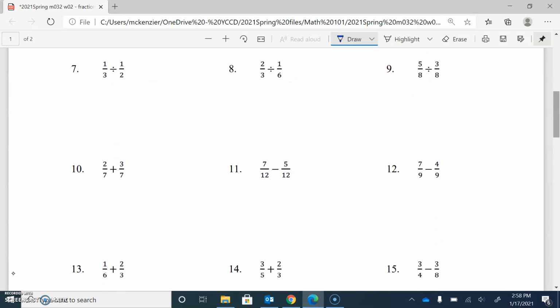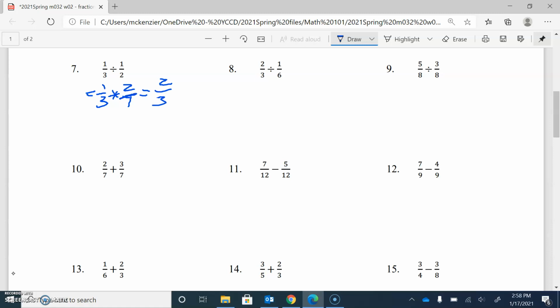Okay, next chunk of 3. These are all division problems, so we turn them into multiplication problems. This is 1/3 times 2/1, which just ends up being 2/3. Sorry, that should be 2/1. It looked kind of like a 7.